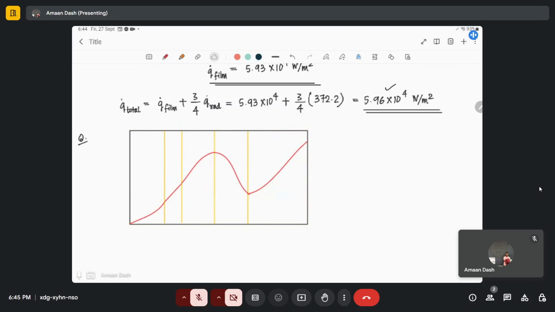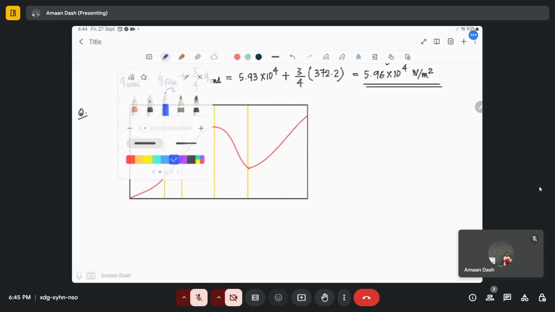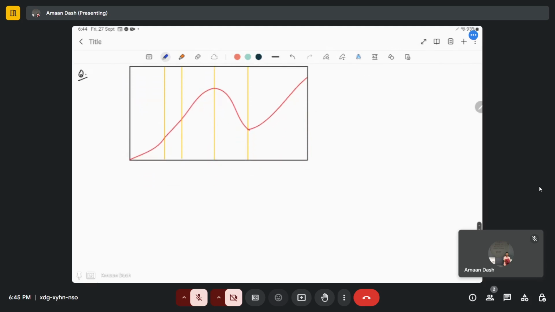Okay. So this is the excess temperature, that is delta T excess. This is nothing but Ts minus Tsat in degree Celsius.